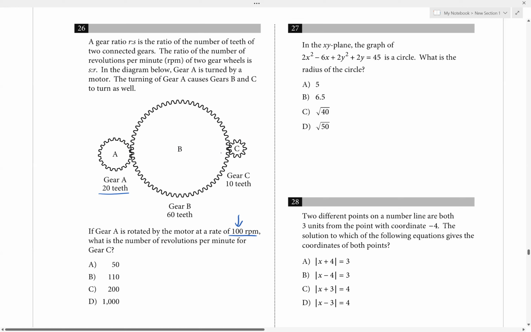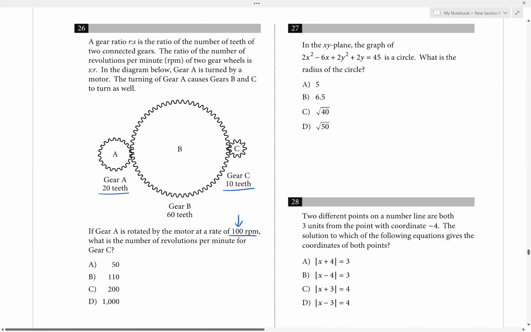But we know the total number of teeth must be the same, no matter which gear we're talking about, because all the teeth line up perfectly. Okay, so the total number of teeth going through in 1 minute should be the same for all three gears. Right, so we can use that, and we can actually just ignore gear B as well. We can just connect A and C directly because the total number of teeth has to be the same for A and C as well.